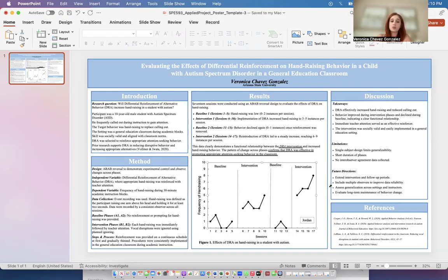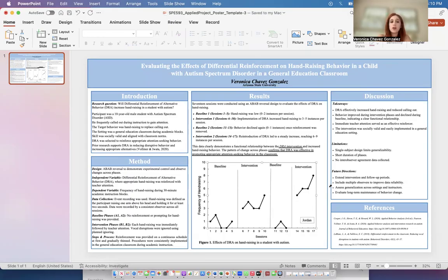This intervention was supported by research which found that DRA is effective in reducing vocal disruptions in students with autism. Hence, my final research question for this project is, will DRA increase hand raising during instruction for a student with autism? For this project, I used an ABAB reversal design to show the effects of the intervention.